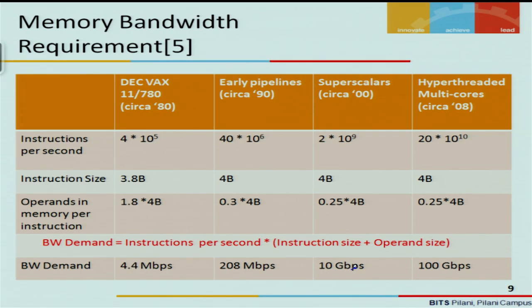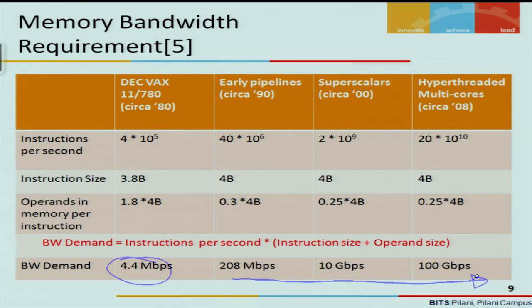which the processor needs, or can process at that point of time. If we calculate this value, then for the DEC VAX machine, which came in the 1980s, the bandwidth requirement is 4.4 Mbps, and this is increasing as we move towards hyper-threaded or multi-core processors. So it becomes 100 Gbps, 100 gigabit per second.